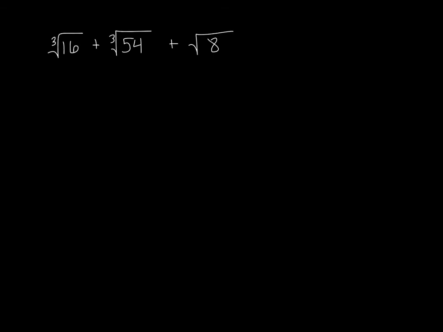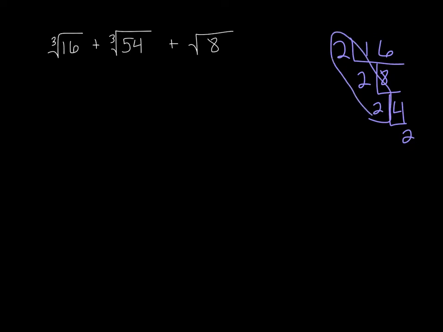Okay, again, let's start by simplifying. With cubed root of 16, because the index is 3, I'm looking for groups of 3. So 2 times 8 is 16, then 2 times 4, 2 times 2. So I do have three 2's. So a 2 comes out, and a 2 goes in, and then make sure you keep that same index of 3.